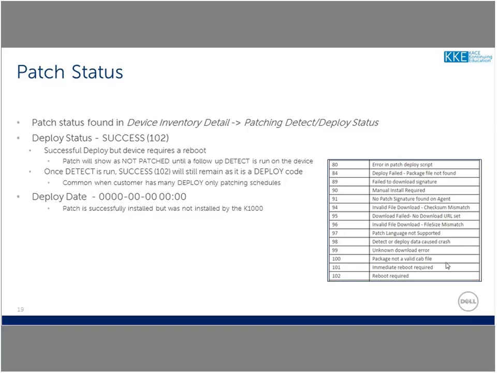Okay, so we can get lots of different status messages, success and error codes, when we run detects, when we run deploys. And we've got that information all documented in our knowledge base articles. You can go and search and find them there.